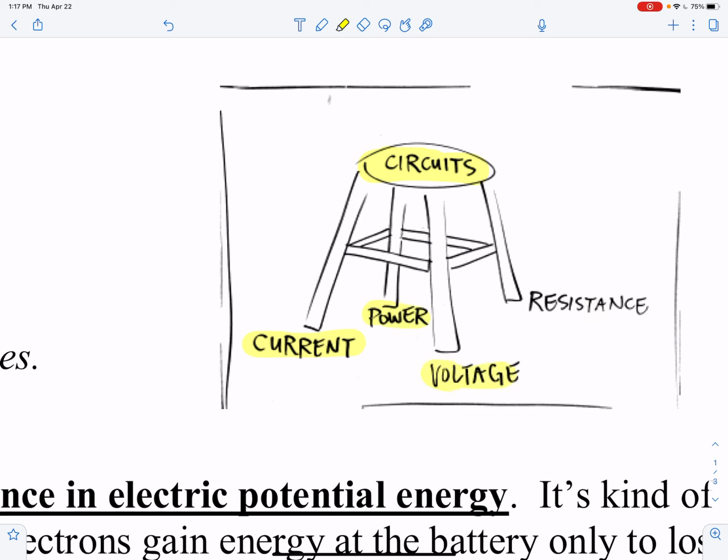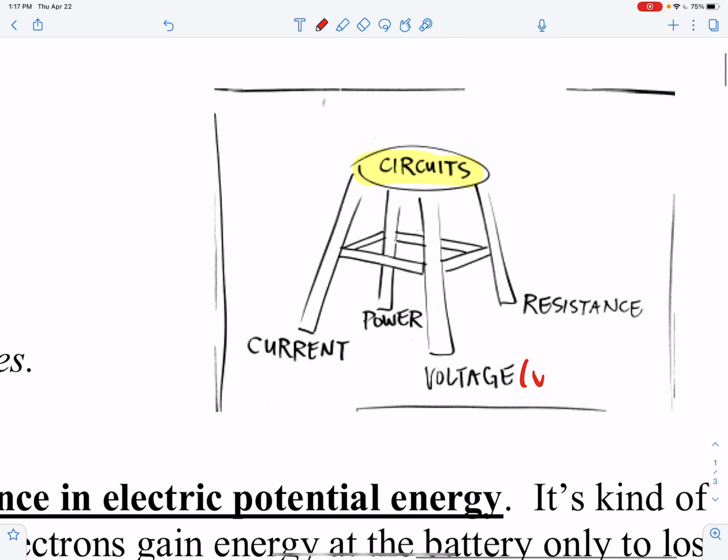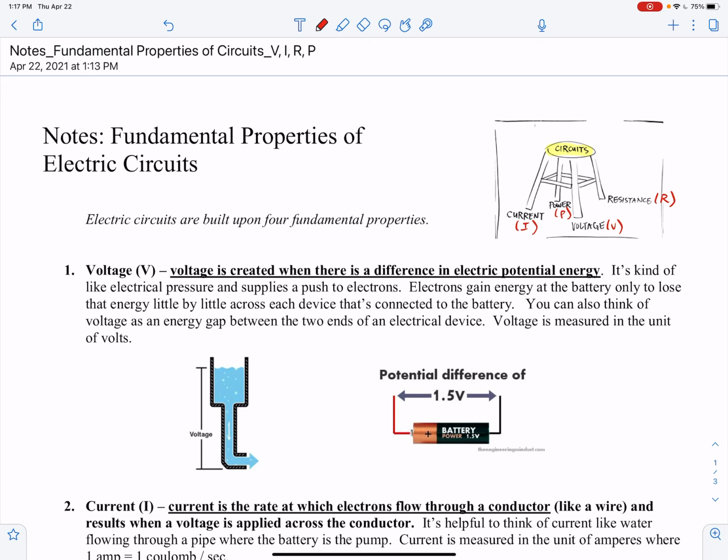We're going to use abbreviations for each of these. For voltage, we're going to use the abbreviation V. For resistance, R. For power, P. And for current, we will not use C because C is already used for other things in physics. C is the speed of light. So we're going to use the letter I because that's available. So V, I, R, and P: voltage, current, resistance, power. Let's start with the first one, voltage.